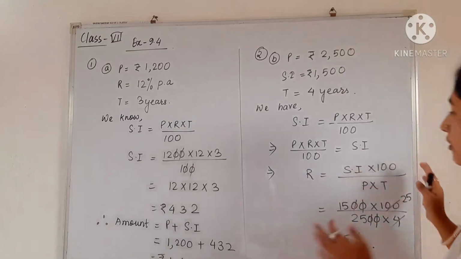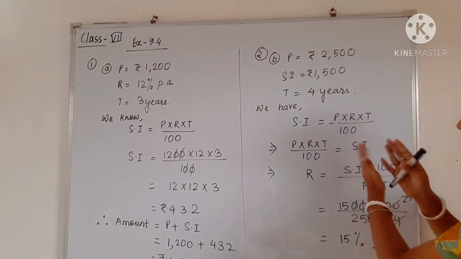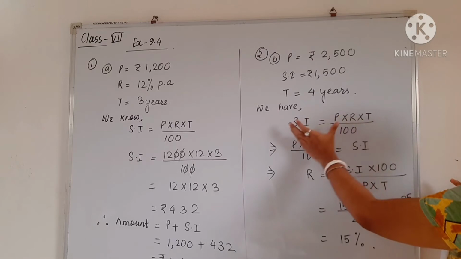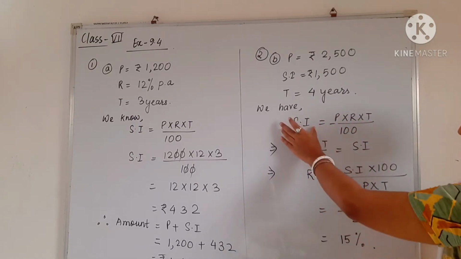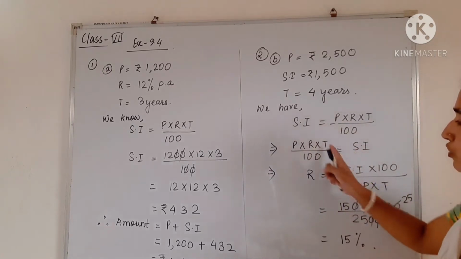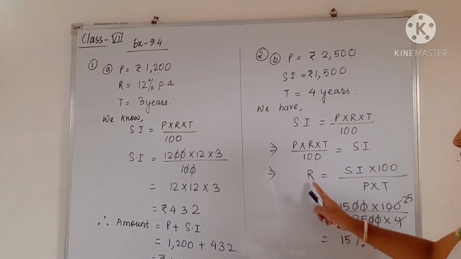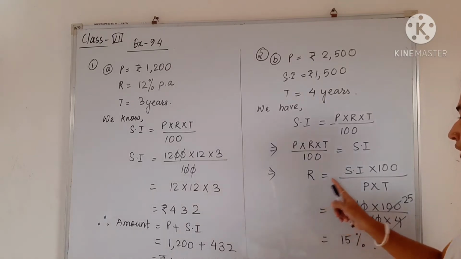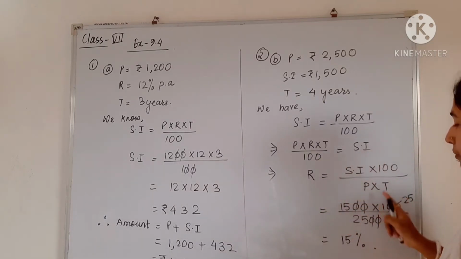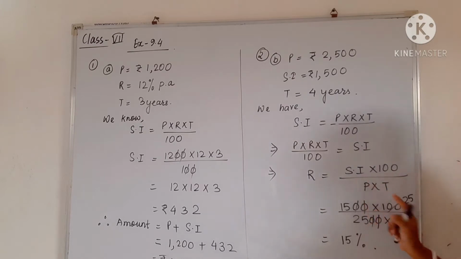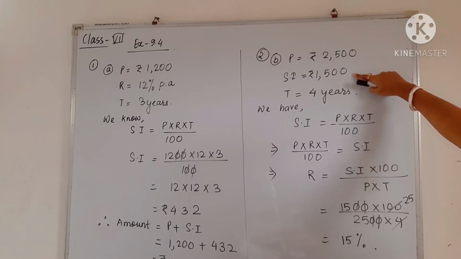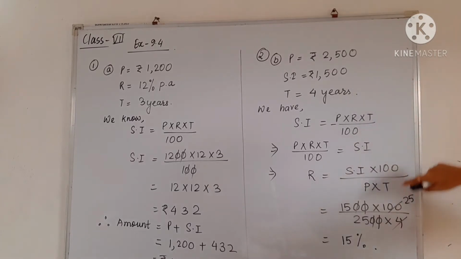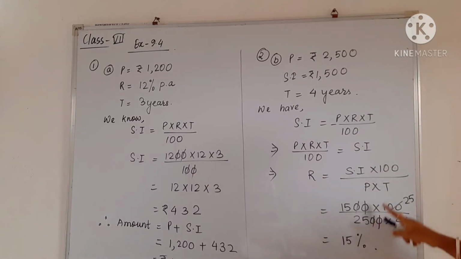In the second step, I have interchanged the sides. I have written P into R into T by 100 on the left hand side, and SI on the right hand side. From this, after simplification, I found the value of R, that will be SI into 100 by P into T. In place of simple interest we put 1500, which is given, into 100, and principal is given as 2500, time is given as 4 years.